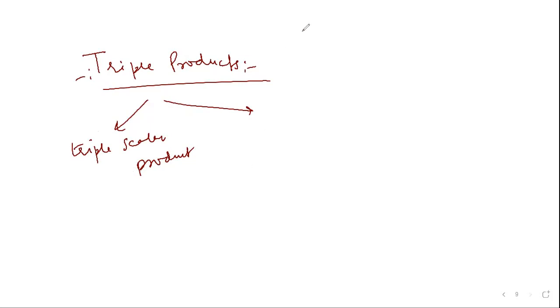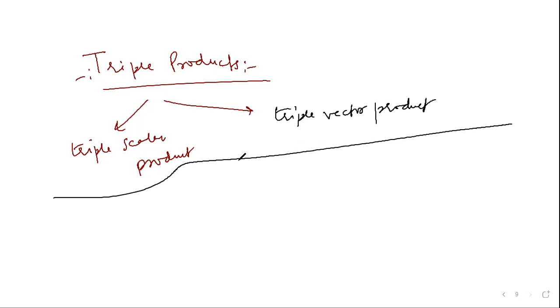And we have triple vector product, because the resultant quantity is a vector. So I will first discuss triple scalar product, right? Let me start on this page. So if I discuss triple scalar product.